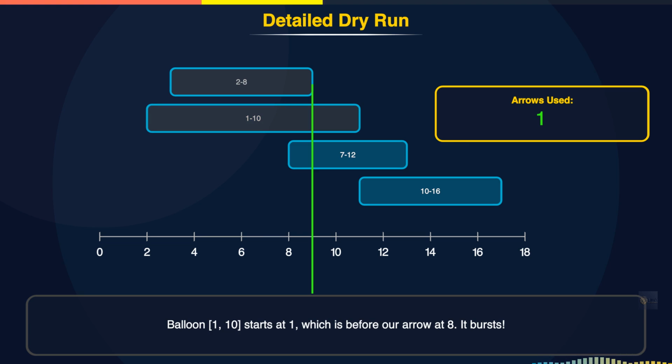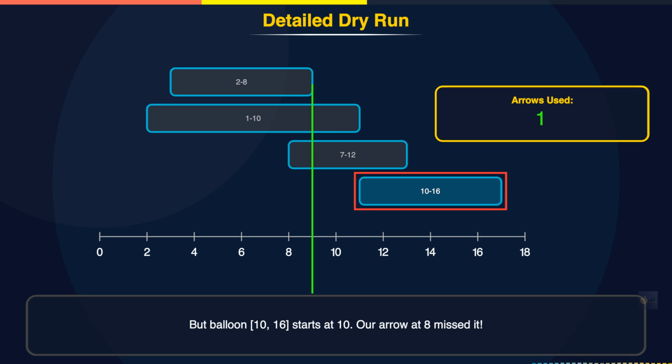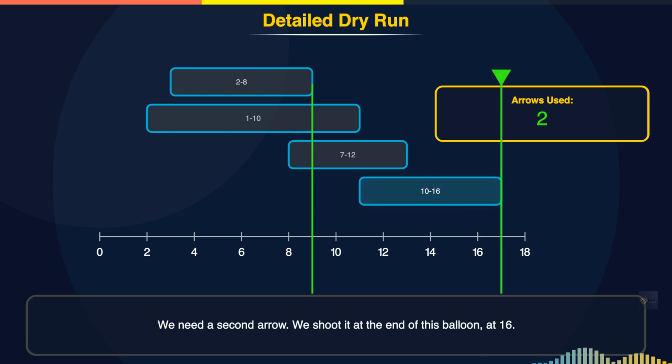No extra arrow needed. Now for 7 to 12. It starts at 7, which is less than our arrow at 8. Boom! It bursts too. Finally, 10 to 16. It starts at 10, which is greater than our current arrow at 8. We missed it. So, we need a second arrow. We shoot it at the end of this balloon, at 16. Total arrows used? Just 2.